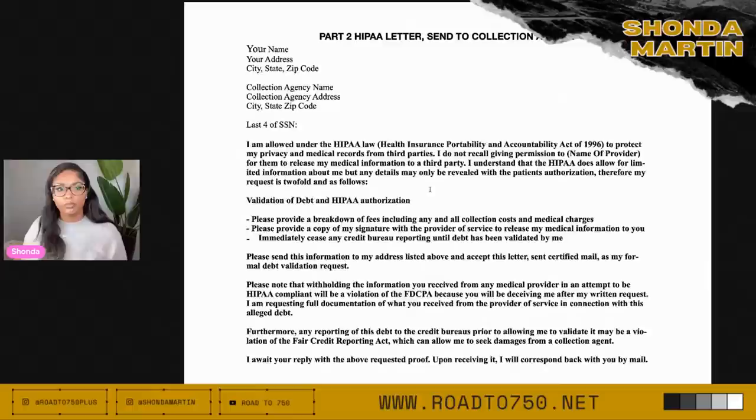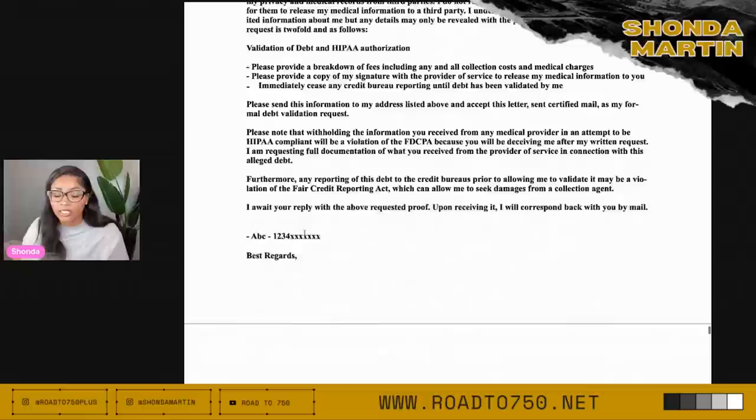Part two goes to the credit bureaus. Part two goes to the collection agency. So the only thing that you're going to change in part two of the HIPAA system, and again, these are for medical collections only, is you will put the name of provider, which is the original creditor, right here. And then the only other thing you would change on this one, just like the first one, is this part where you will put the collection agency name, ABC Collection.